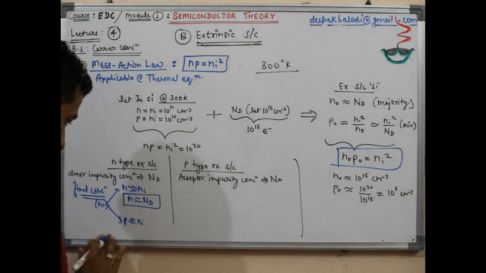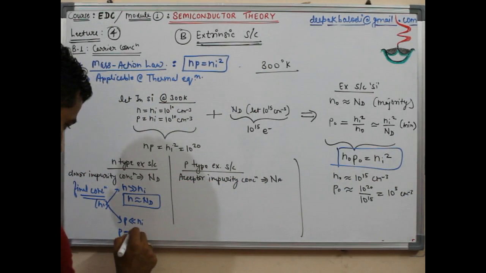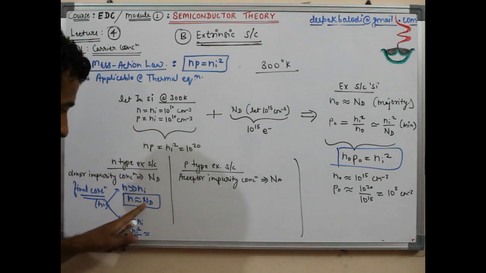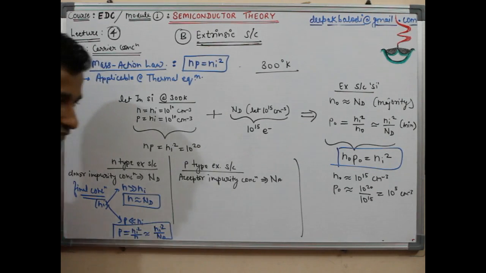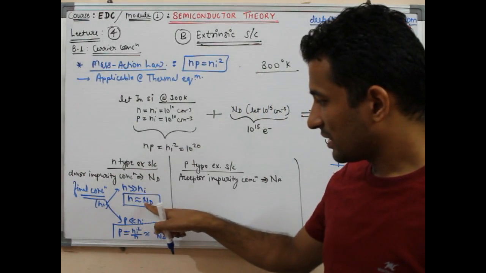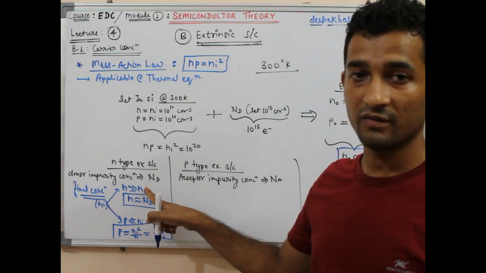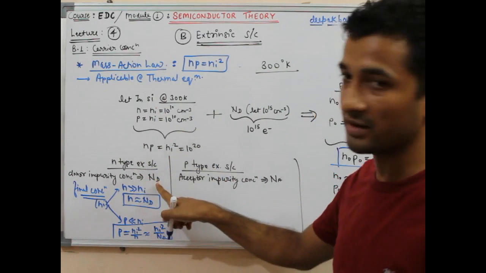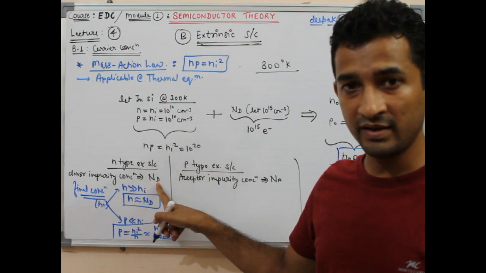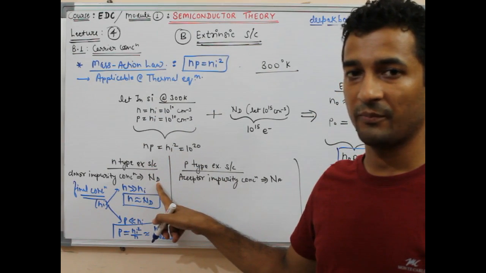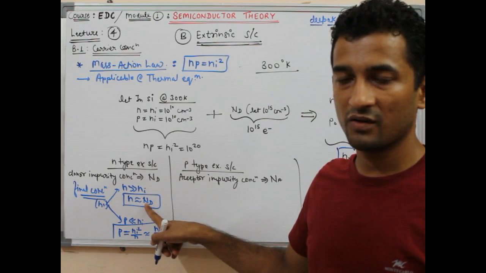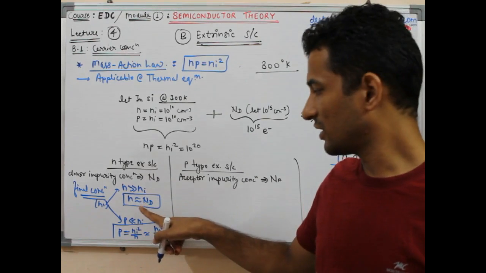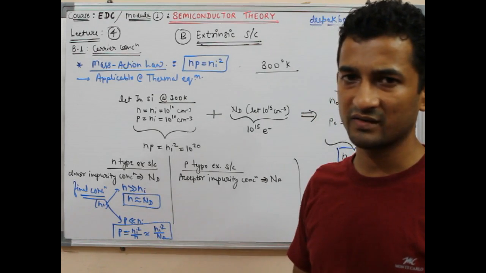So if I write it exactly, first of all I must write p equals ni square by n, but now I say approximately, because n is approximately Nd. Why do I call it approximate? Because initially there were ni free electrons, and over that we have additionally added Nd. But Nd is at least 3 or 4 orders of magnitude greater than ni, so it is illogical to add ni plus Nd. Effectively it only comes as Nd, Nd plus something, and that something is almost negligible in front of Nd.